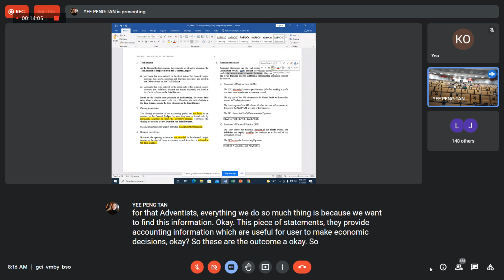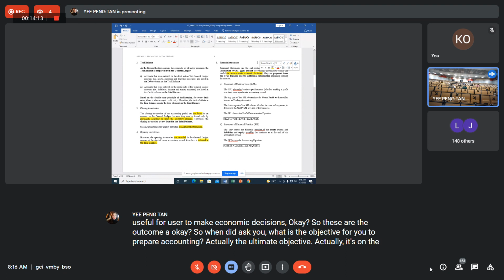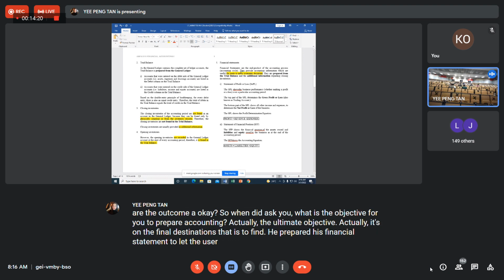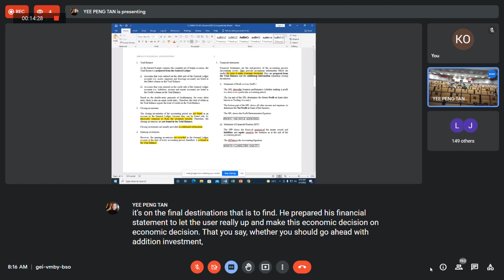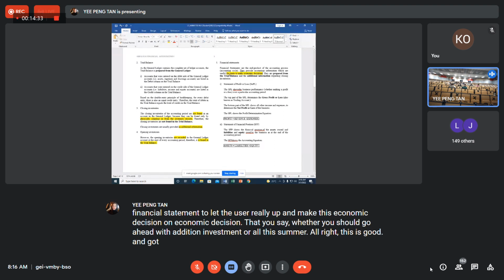So when people ask you what the objective of preparing accounts is, the ultimate objective, the final destination, is to prepare the financial statements to let the users read them and make economic decisions. Economic decisions means whether you should go ahead with additional investment or not. This is called economic decision. And they are prepared from the trial balance and the additional information regarding the closing inventory.